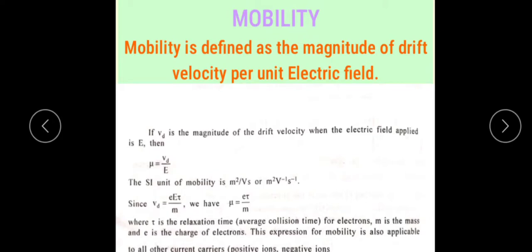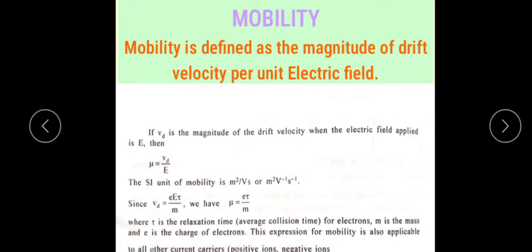Mobility is represented by the symbol mu, and it is defined as the magnitude of the drift velocity per unit electric field. So drift velocity divided by the electric field gives the mobility.